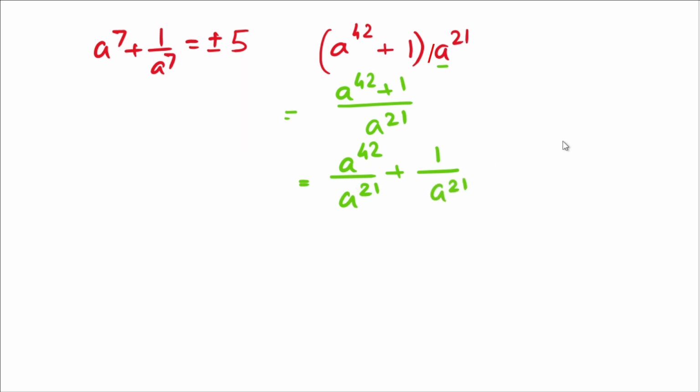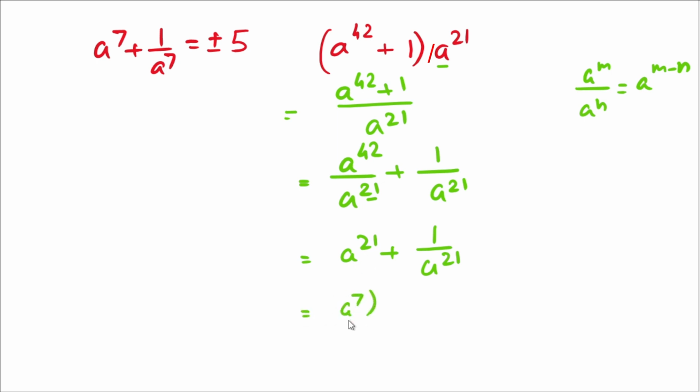Now again it is in the form of a raised to the power m divided by a raised to the power n, so we write it as a raised to the power m minus n. So here we will subtract the powers. Accordingly we will write a raised to the power 42 minus 21, which is 21, plus 1 over a raised to the power 21. So a raised to the power 21 we can write as a raised to the power 7 and its whole cube, plus similarly a raised to the power 21 we will write as a raised to the power 7 and its whole cube.